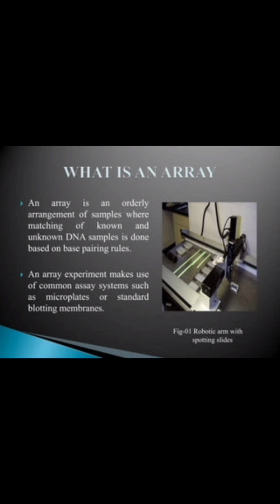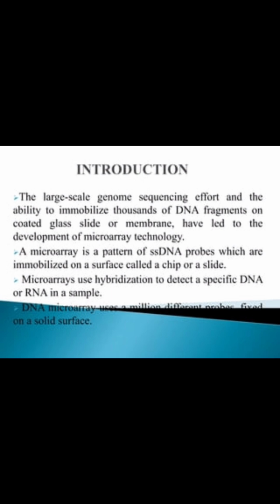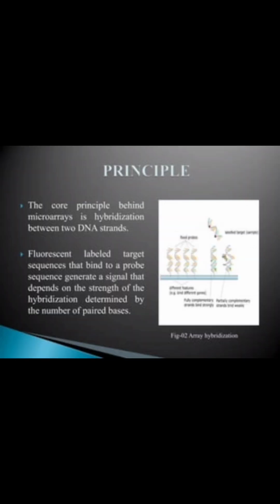An array is an orderly arrangement of samples for matching known and often unknown DNA samples, done based on base pairing rules. Basically, a microarray is a pattern of single-stranded DNA probes that are immobilized on a surface called a chip or slide. Microarray uses hybridization to detect specific DNA or RNA in a sample. Large-scale genome sequencing of DNA fragments can be identified using the microarray.